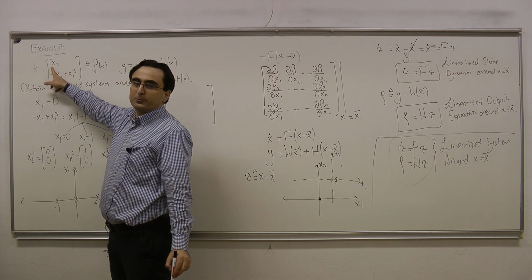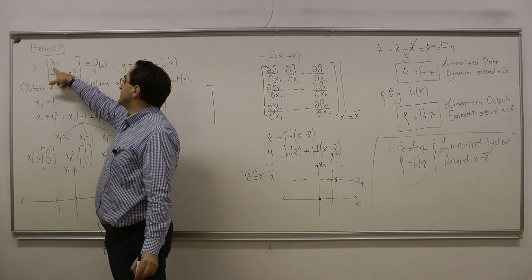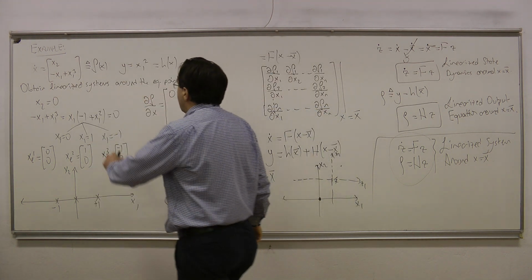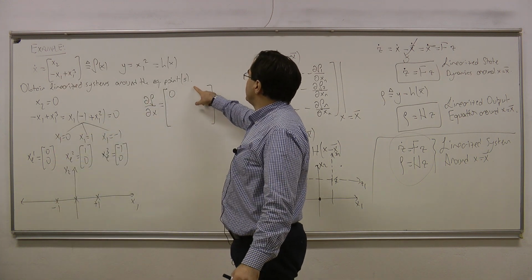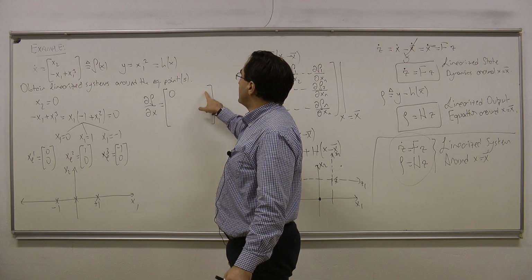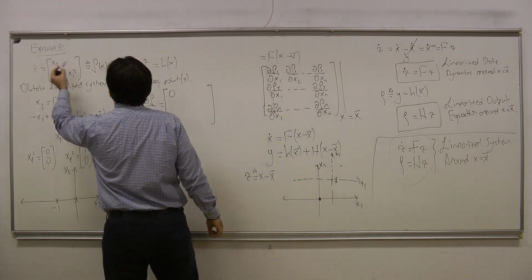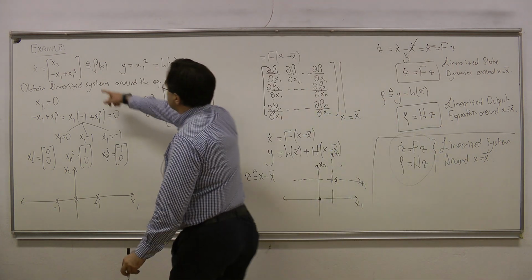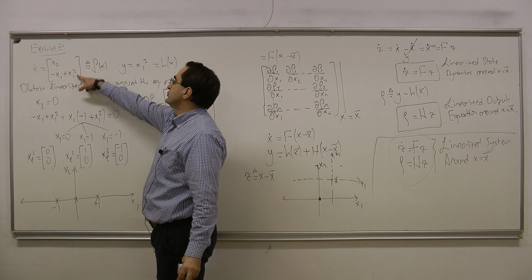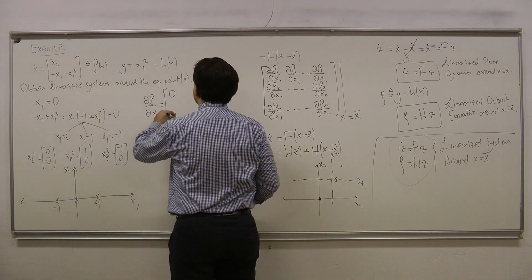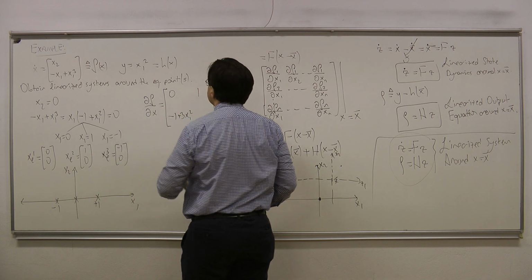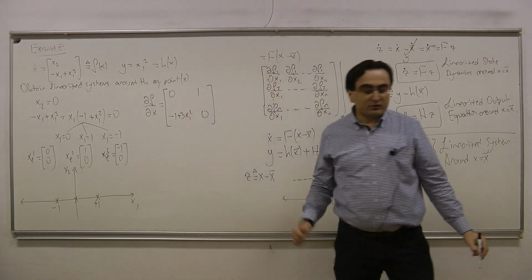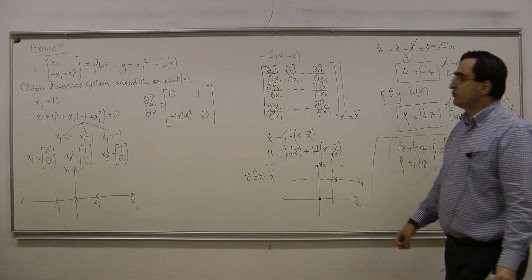Derivative of f1 with respect to x1. You see that this f1 does not depend on x1, therefore the first derivative is going to be equal to 0. And this element is going to be derivative of f1 with respect to x2. And derivative of this thing with respect to x2 is 1. Now let us take the other derivatives. This is my f2. Take the derivative of f2 with respect to x1. That is going to give me minus 1 plus 3x1 squared. And derivative of f2 with respect to x2 is just 0. So this is the Jacobian matrix of the function f.